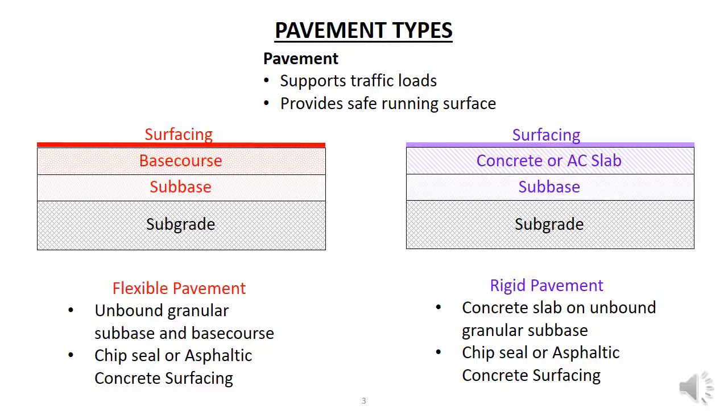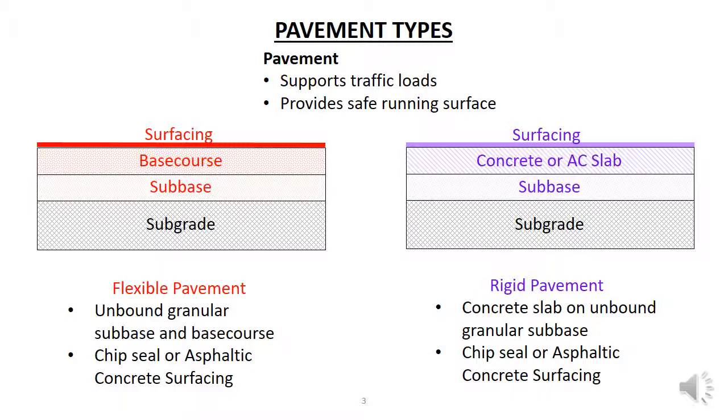There are two main different types of pavement used in New Zealand. They are flexible and rigid pavements, with some variations in between. Flexible pavements support the road loadings using sub-base and base course layers with a waterproofing surface. The surfacing may be chip seal or asphaltic concrete. The road loadings are transmitted and distributed down through the base course and sub-base layers by contact between the aggregate particles.